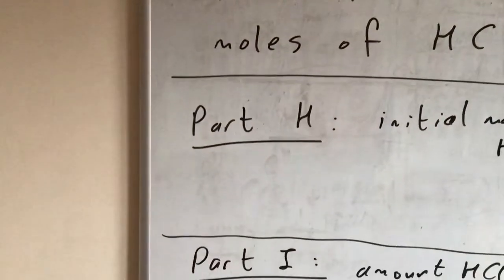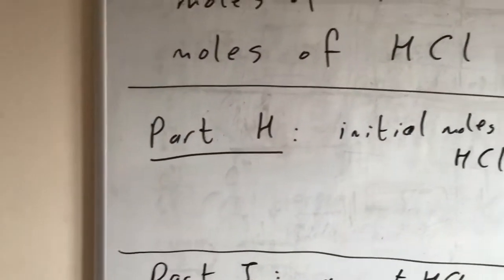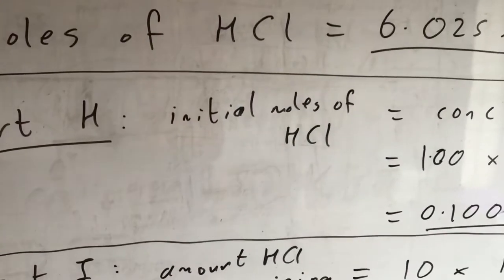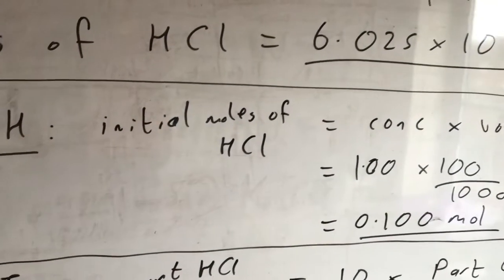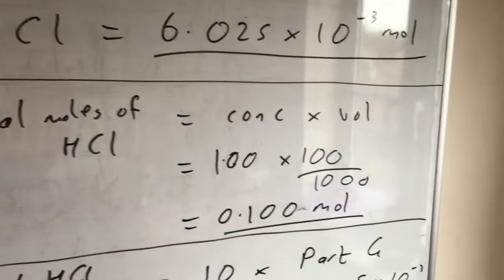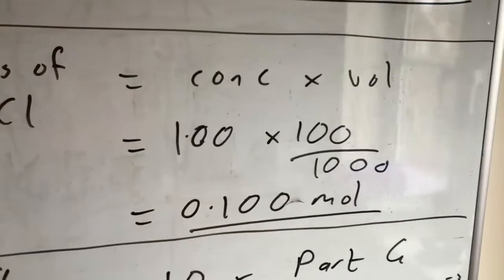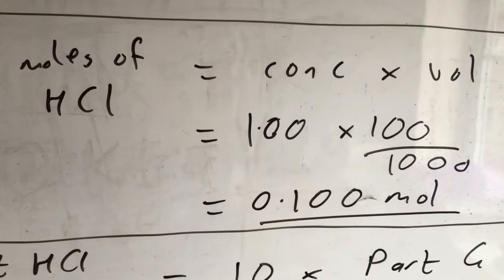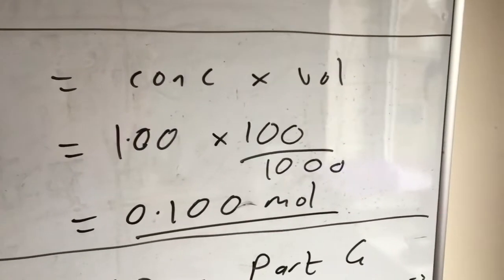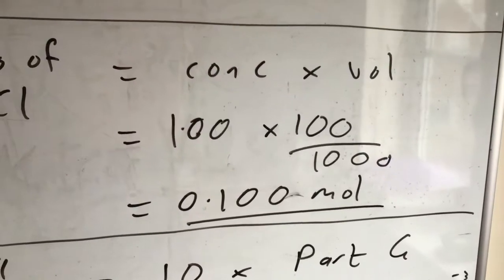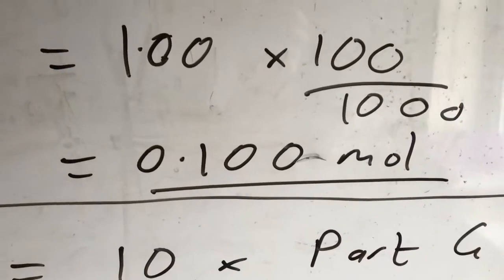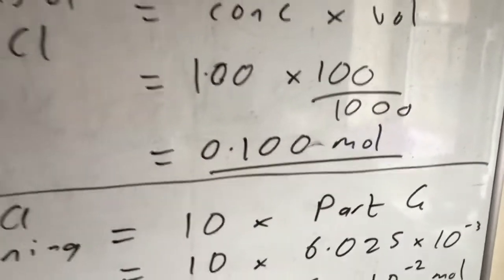Now, in part H, they asked the question, how many moles of HCl did you start with? So go right back to the beginning part of the question, and you should find that you have the concentration and the volume of HCl at 1.00 moles per decimetre cubed, 100 centimetres cubed. Therefore, you had 0.100 moles of hydrochloric acid at the beginning.